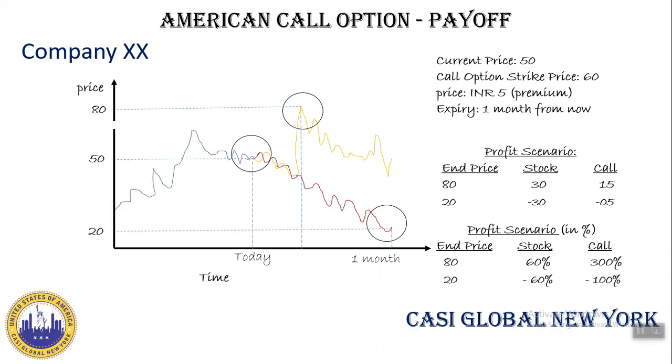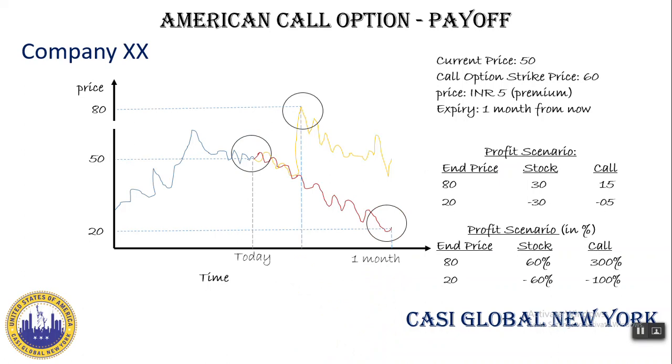Now, looking at the second scenario, when the price has gone down to 20 rupees, how does it work under that scenario? So you bought it at 50 rupees and now the price has come down to 20, which means that you have made a loss of 30 rupees at the investment of 50. That means you made a loss of 60%. And in the case of options, you made an investment of 5 rupees and the entire 5 rupees is gone, which means that it is 100% loss.